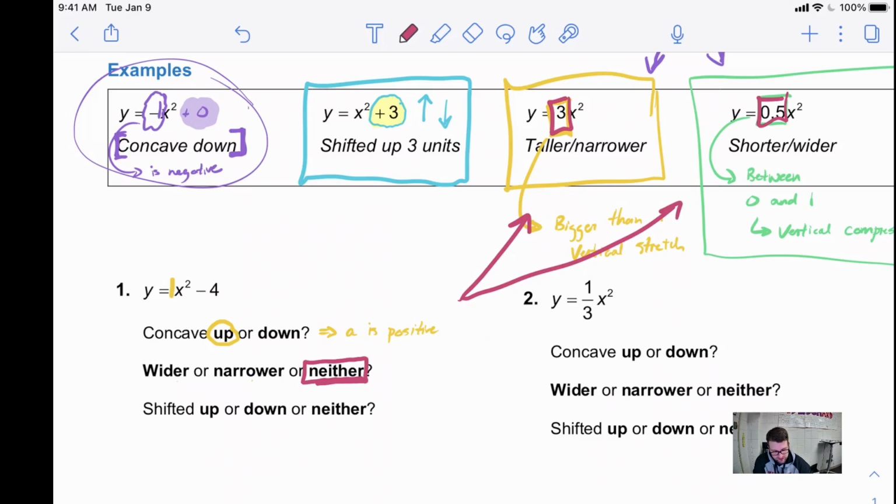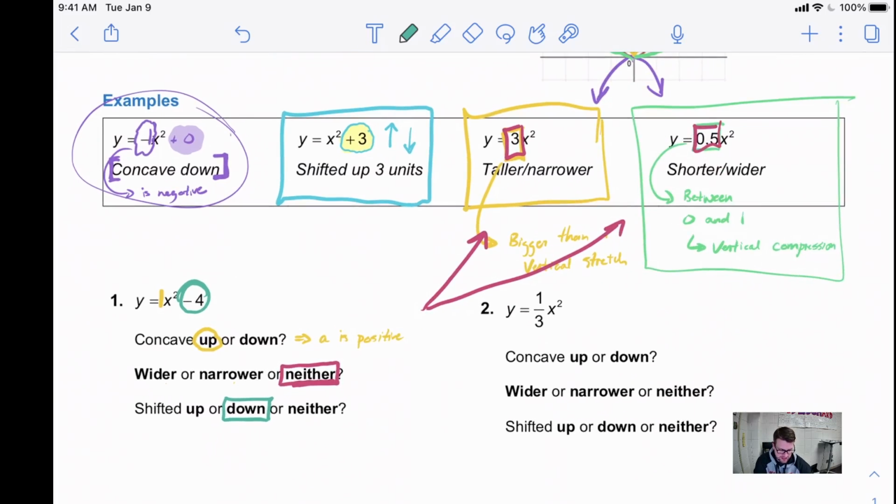The last part is, are we shifted up or down or neither? And we can answer that relatively quickly. Looking at this back piece, this is the piece that moves our graph up or down. Since it says -4, that's going to move our graph downwards. Nice job. Let's go to the next one.